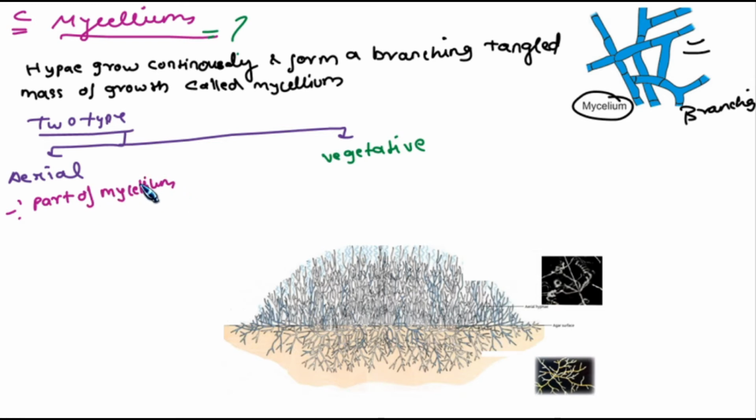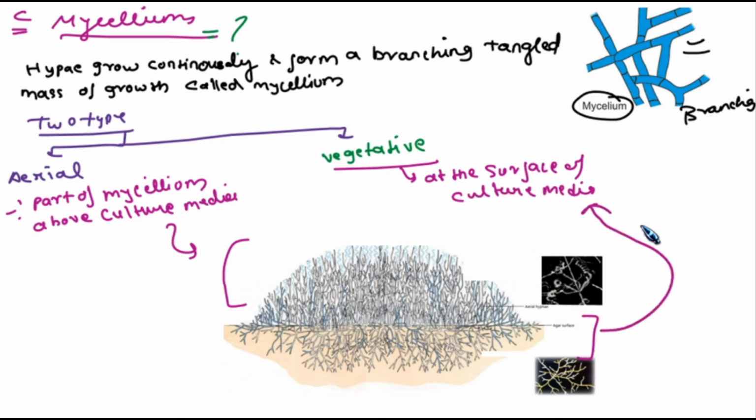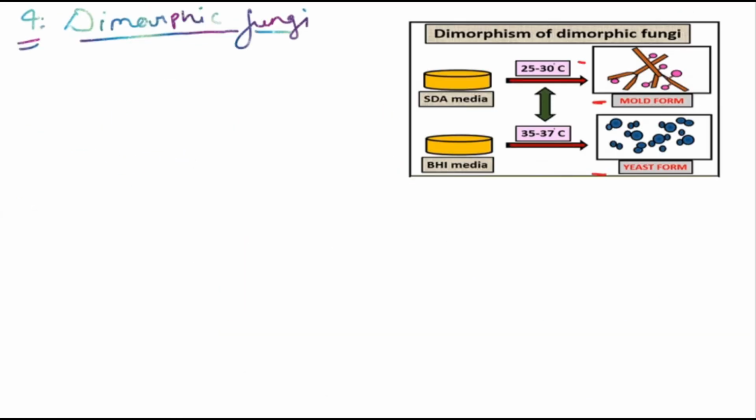above the culture medium. One thing you have to keep in mind is that both these classifications, aerial or vegetative, are based on the growth of mycelium on culture medium. Aerial is the part of mycelium above the culture medium, and vegetative is on the surface of the culture medium.